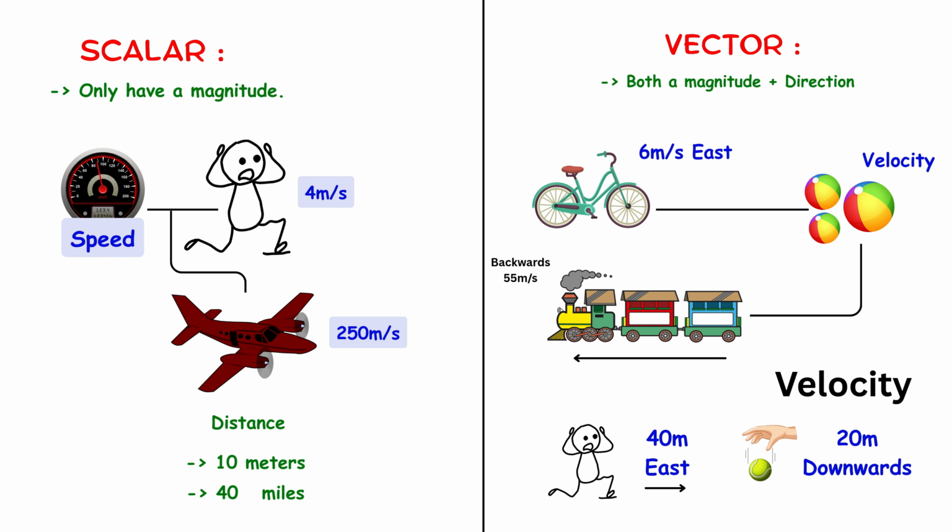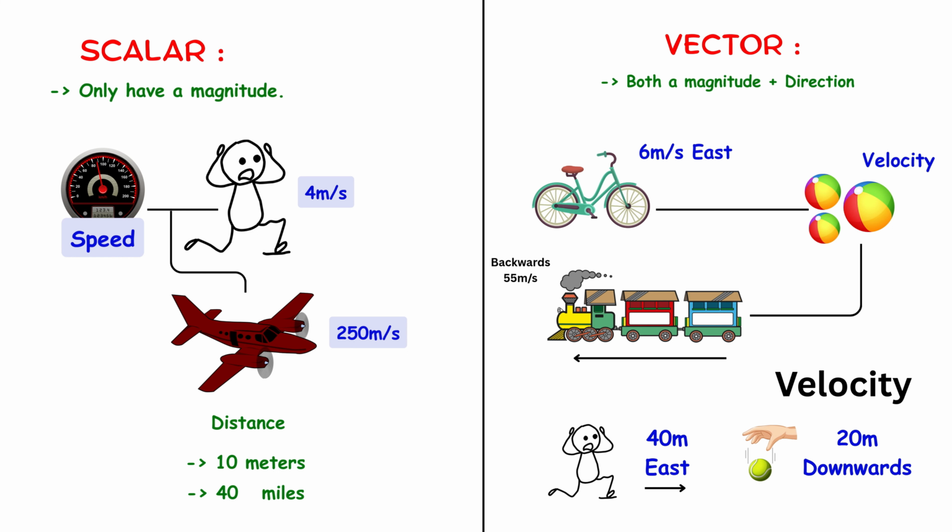Velocity, in contrast, is a vector quantity as it also includes directional information along with speed. For example, if someone is cycling at 6 meters per second towards the east, or if a train is traveling in reverse at 55 meters per second, these are both examples of velocity because they specify not only how fast the object is moving, but also the direction in which it is moving. A common mistake in examinations is to confuse speed with velocity, so it is crucial to be completely confident about the distinction and avoid mixing the two up.